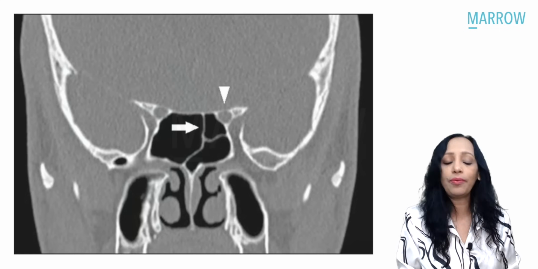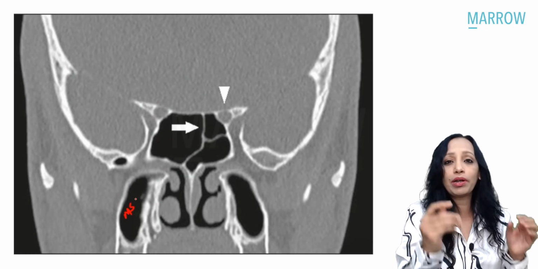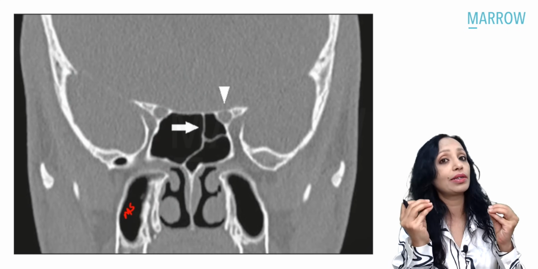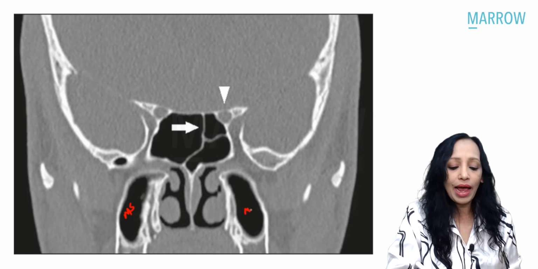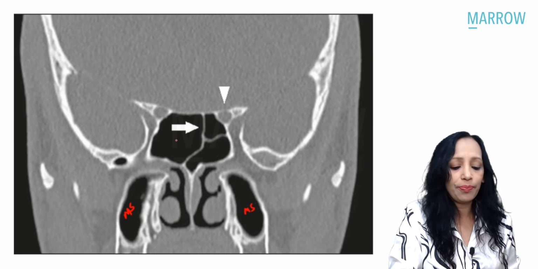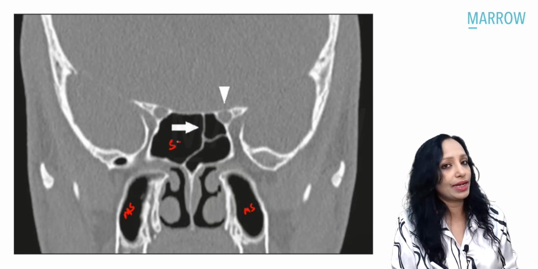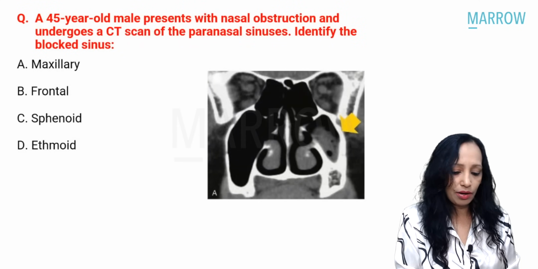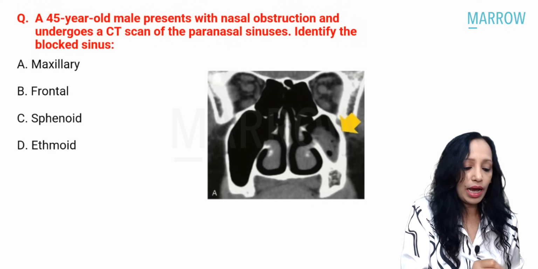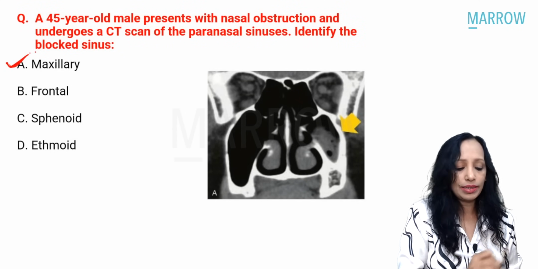Yes, so can you see here? Here the maxillary sinuses are appearing. We are seeing the posterior-most part of the maxillary sinuses, so it is appearing oval. And here we are not seeing the orbits anywhere. This is the sphenoid sinus. Yes, so in our question, the answer here is the maxillary sinus.